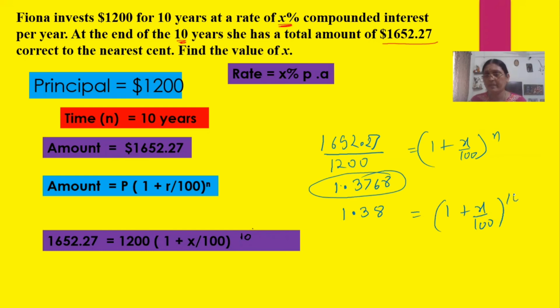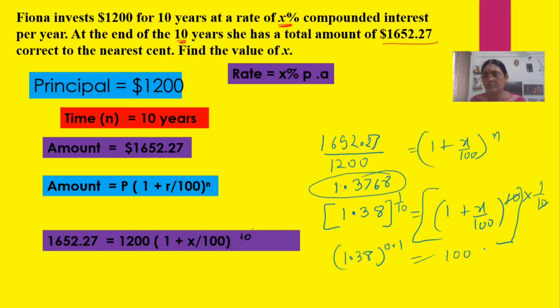Now n is 10, right? So since I have to remove this 10, I'll raise the power to 1 upon 10. When I'm raising the power to 1 upon 10, I have to raise the power here also to 1 upon 10. So this becomes 1.38 raised to 0.1. Okay, and this 10 and 10 got cancelled. So when I simplify this, I get 1 plus x upon 100.